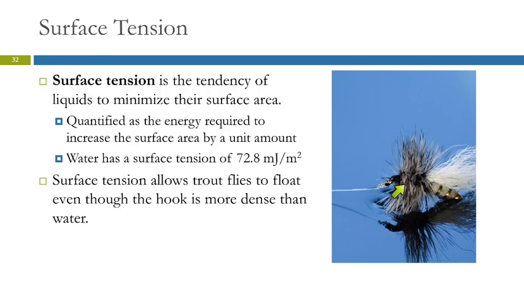So here's a trout fly. There's a fishing line. There's a metal hook in here. What do metal things usually do when you toss them in water? They sink because they're more dense than the water. But this trout fly can float on top of the water. Other things can do this as well.